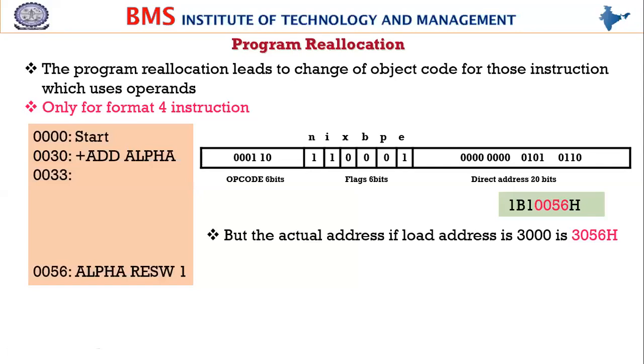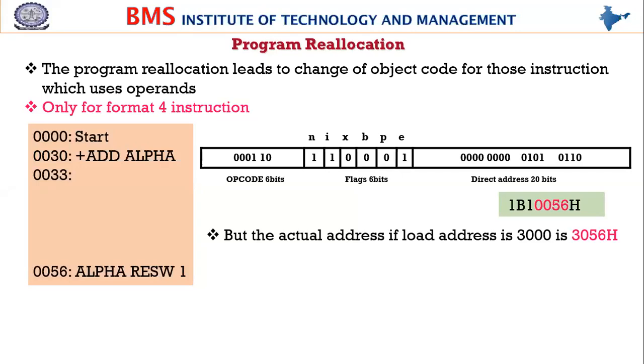Now we are going to give this object code to the loader. The loader asks the operating system to give the load address. For example, let us assume that the operating system has given the load address as 3000. So this value, the direct address of 20 bits, should not be 0056, but it should be 3056. This change needs to be made for the operand address in my program. Who should do that? Anyway, the assembler completed its task and gave the object code, so now the loader should do this particular task.